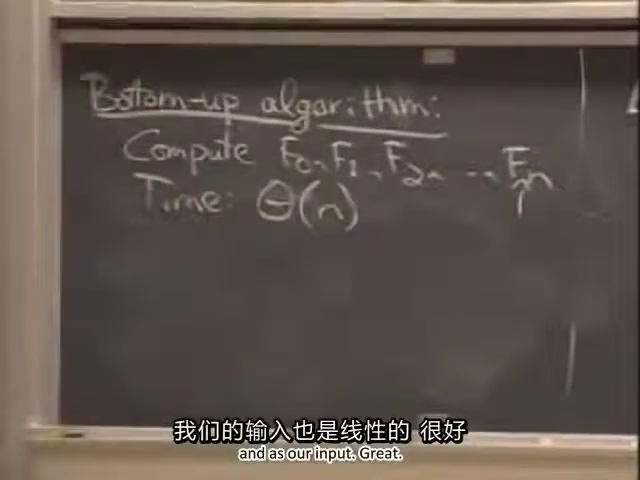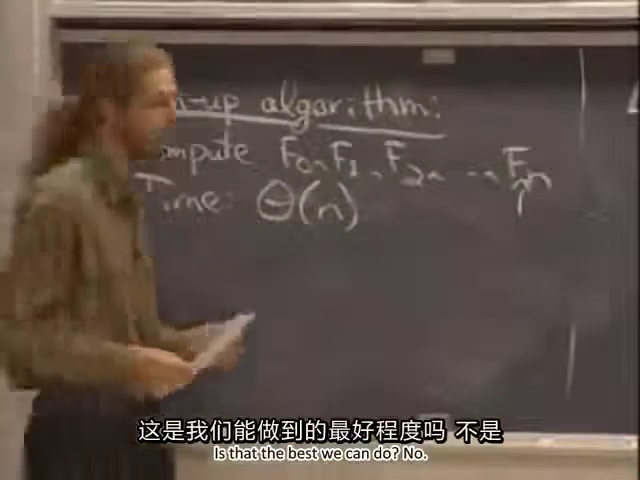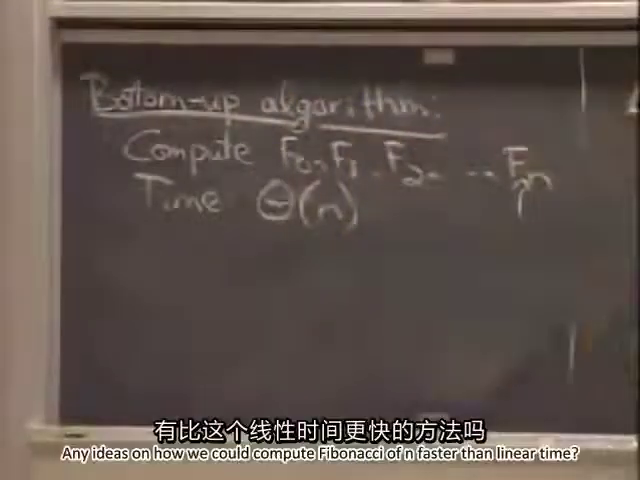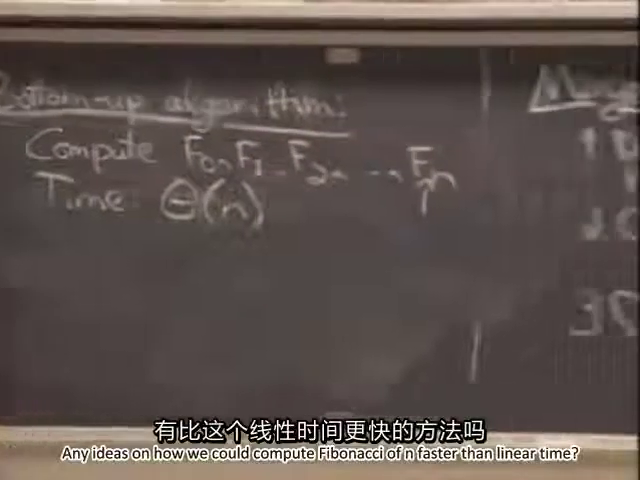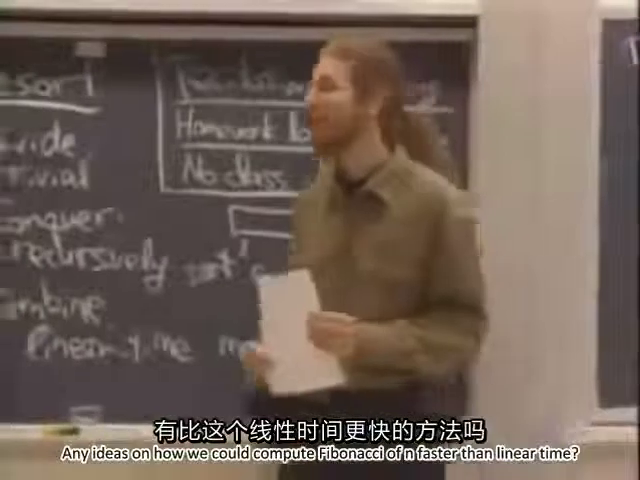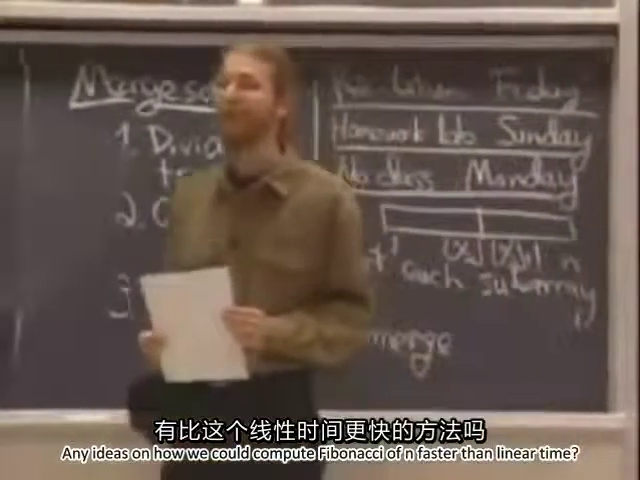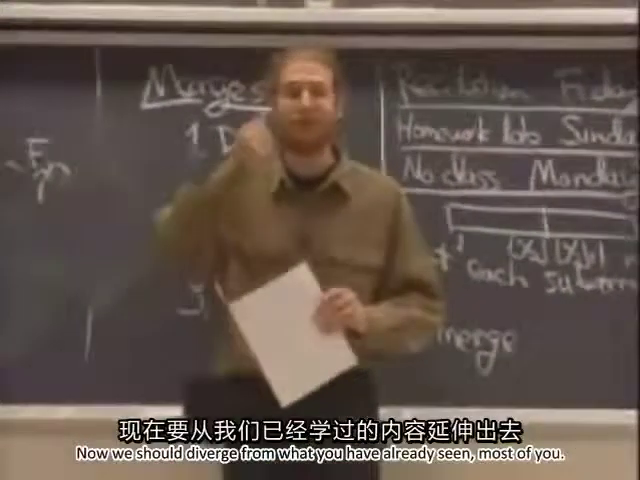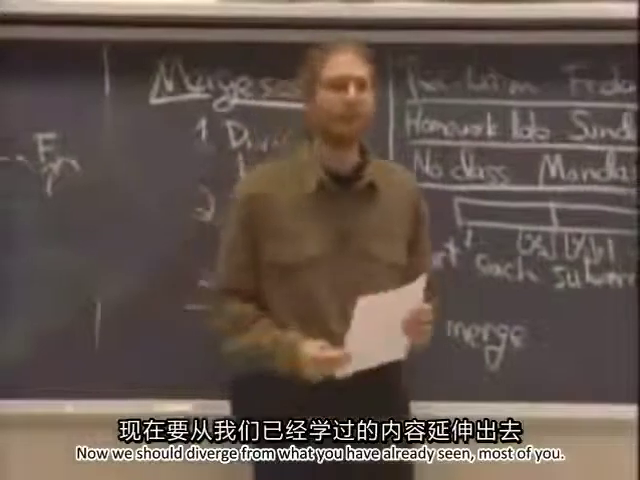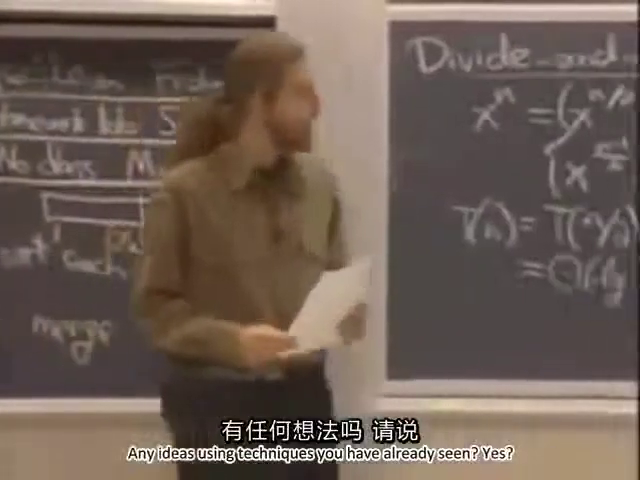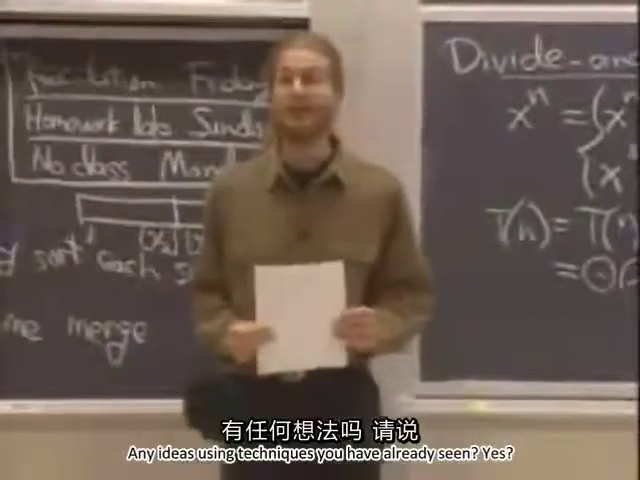Great. Is that the best we can do? No. So any ideas on how we could compute Fibonacci of n faster than linear time? So now we should diverge from what you've already seen, for most of you. Any ideas using techniques you've already seen?